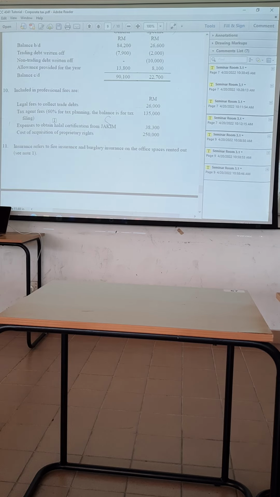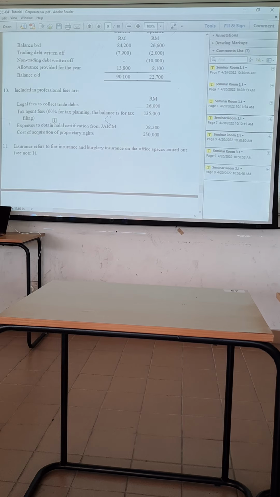So if you pay for tax planning, for example, in this case, tax planning is 60%. The balance is for tax filing. Tax filing is part of compliance lah. So compliance here also assuming that you only allow a maximum of 10,000. Let's assume 10,000. I'm not sure what is the figure, 5,000 or 10,000. Right, so in this case, how much is the tax fee? 135,000. But 60% is for advisory. How much is 60%? 81,000. So you know that 81,000 you have to add back.